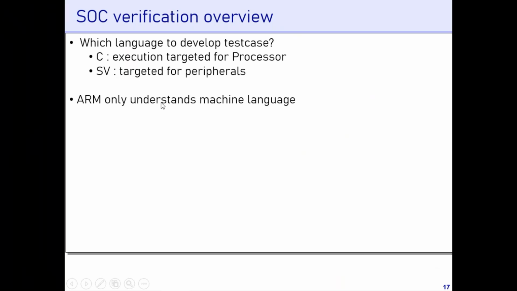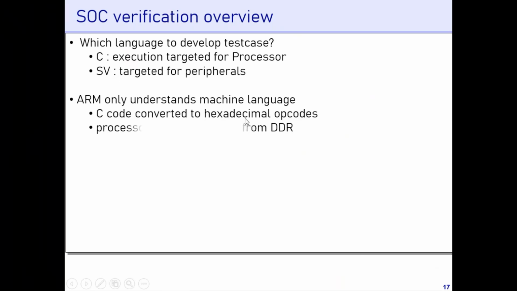Why do we use C language? I mean, why don't we develop in assembly code itself? C language gives a more algorithmic style of coding. As you are aware, ARM cores only understand machine language. In this process, whatever test case we develop through C code will be converted to hexadecimal opcodes.